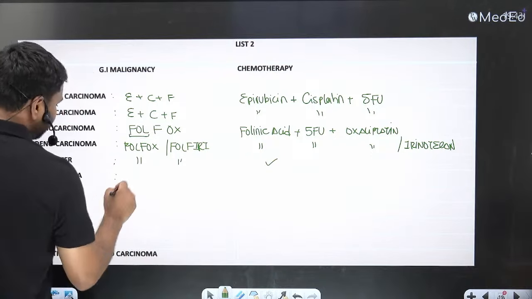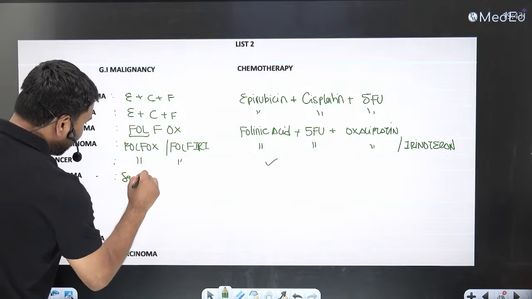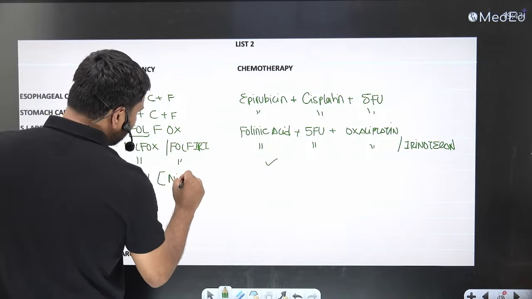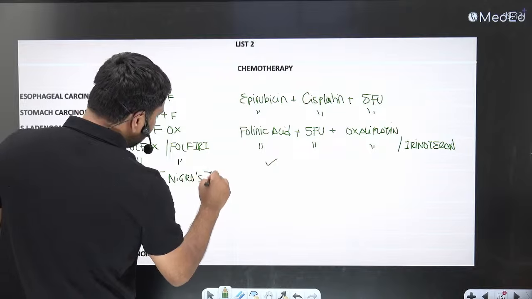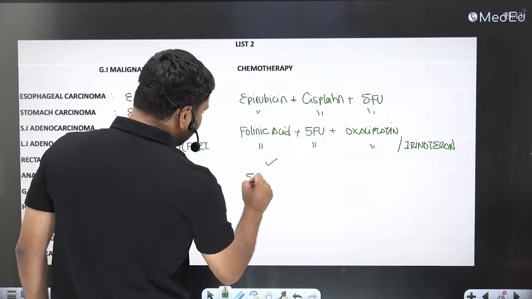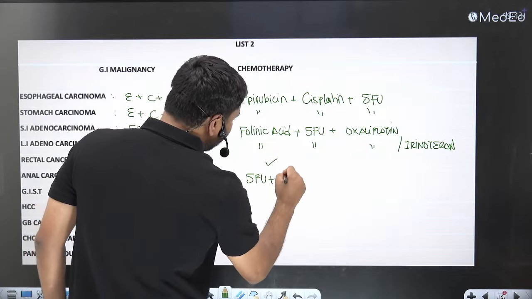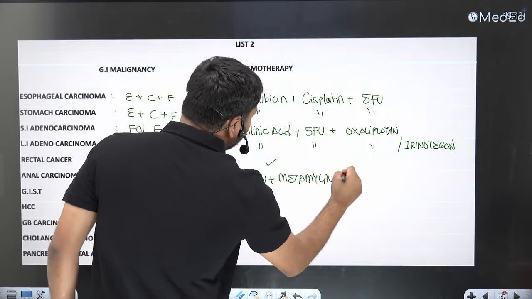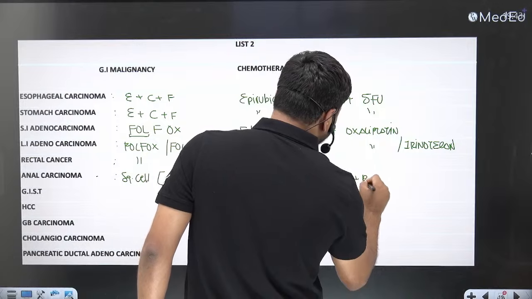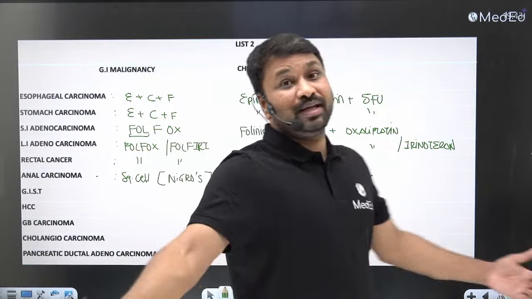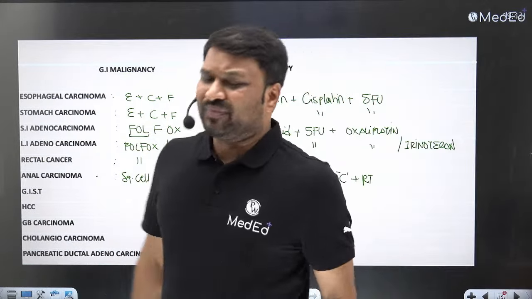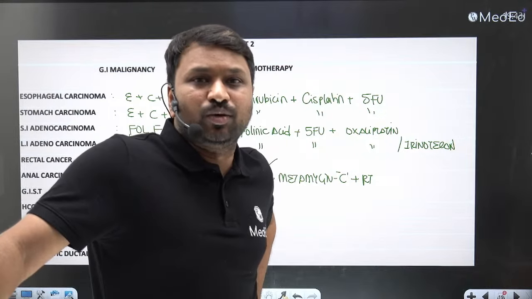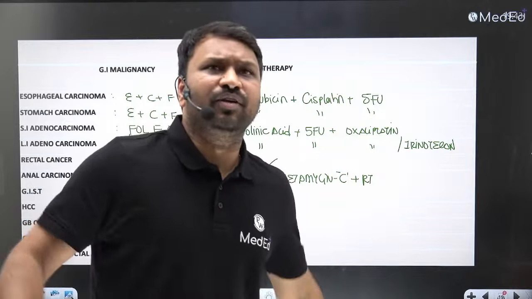Anal cancer, we're talking about the squamous cell variety. For squamous cell carcinoma, we give something called the Nigro's regimen. What is your Nigro's regimen? It is 5-fluorouracil with mitomycin C, with radiotherapy. It is chemoradiation. Can you tell me where else mitomycin C is given locally? Any idea where you give mitomycin C locally? Fatafat, kahan doge?